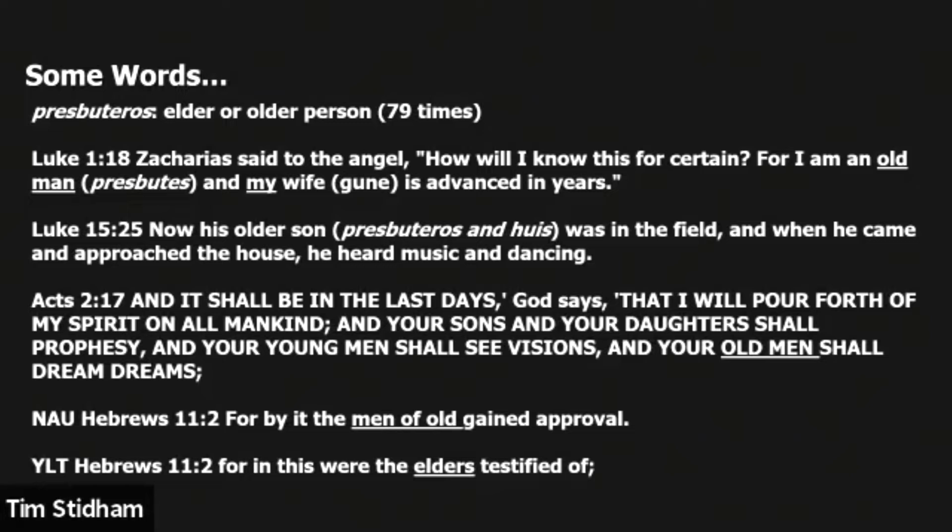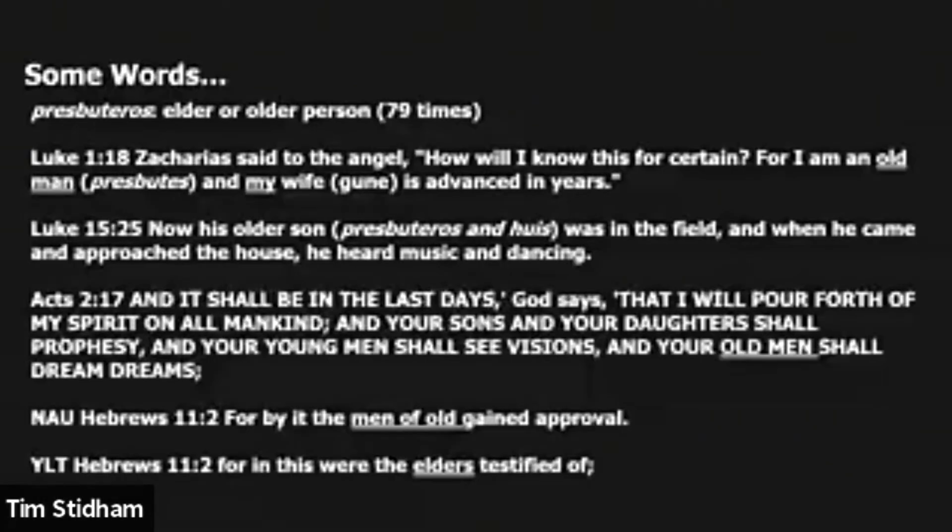Luke chapter 1, Zacharias said to the angel, "How will I know this is certain? For I am an old man." Presbytes, it's a little bit different word, but he is an old man, "and my gune is advanced in years." So my wife, it's wife because of the possessiveness there. And so Zacharias is not saying that he's an elder at the church. He's not one of the Jewish scribes and elders. He's saying he's old. And so he would use the same word.